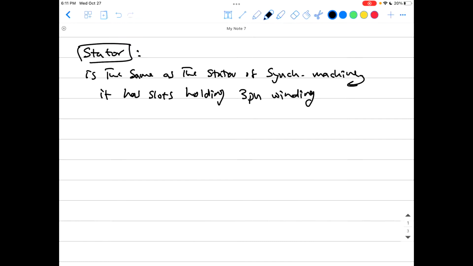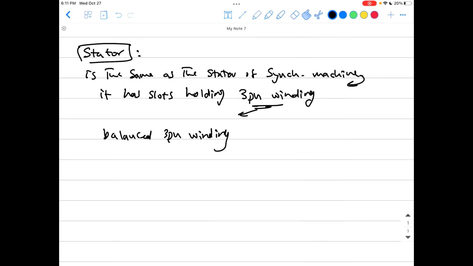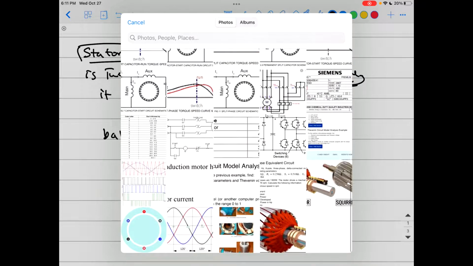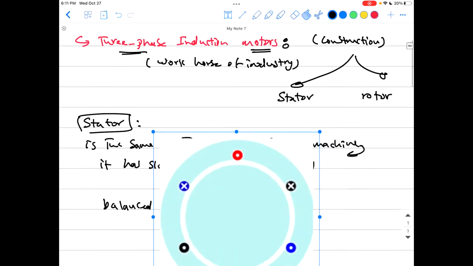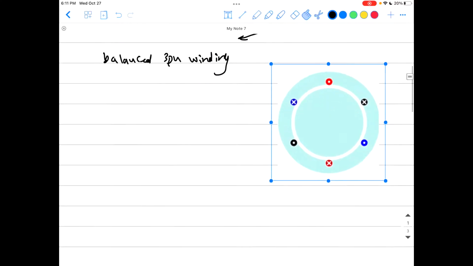So it has slots holding three-phase winding. Not just any kind of three-phase winding, it's basically balanced three-phase winding. When I'm saying balanced three-phase winding, I'm going to grab you the photo I think we dealt with before. It is just some sort of a schematic to give you this idea.